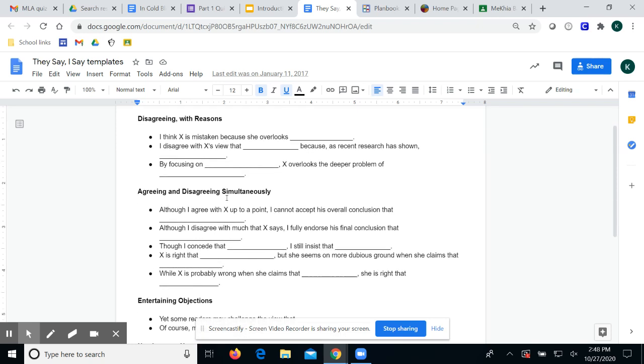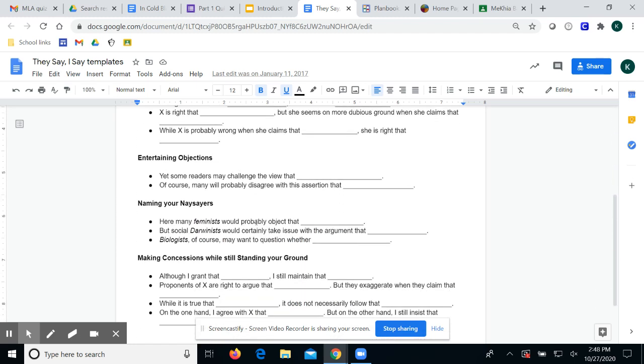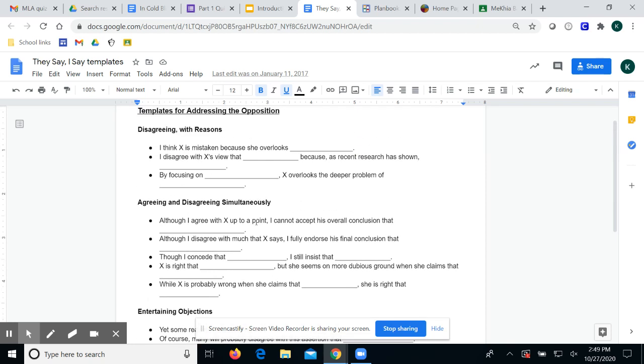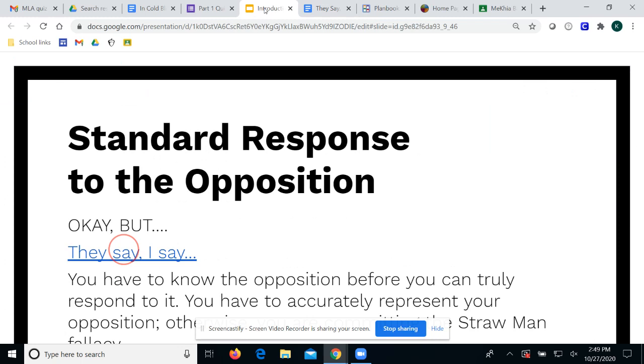So you should be able to use these. And again, you don't have to use these, but if you find yourself having a little bit of trouble responding to opposition, these are a good starting point. And I think once you get used to some of the patterns that you see here, it will become easier for you to do this a little bit more naturally in your own writing.